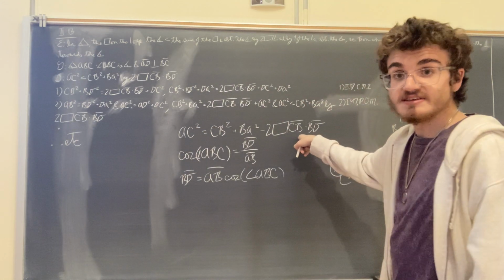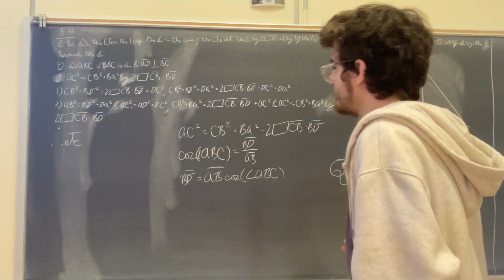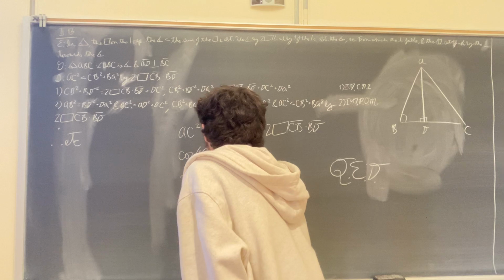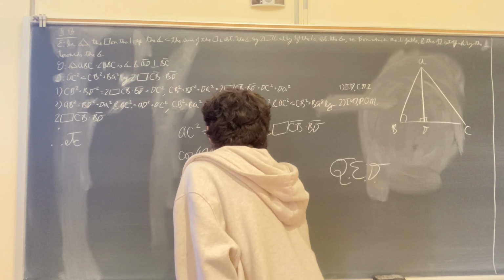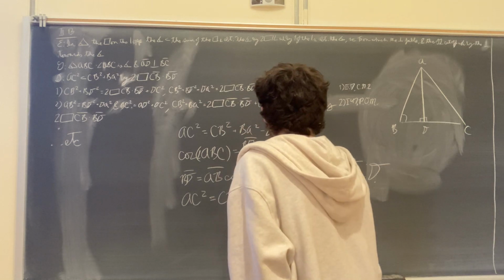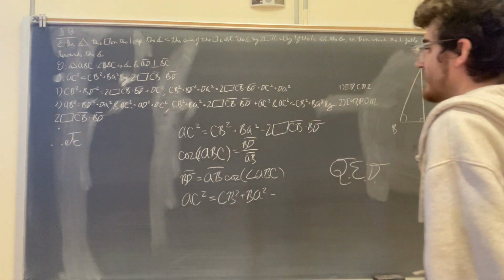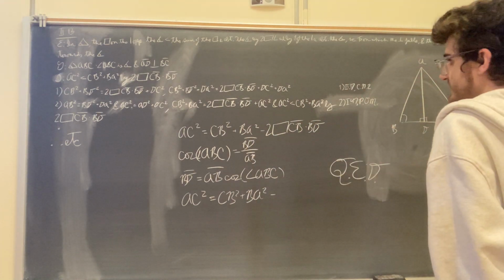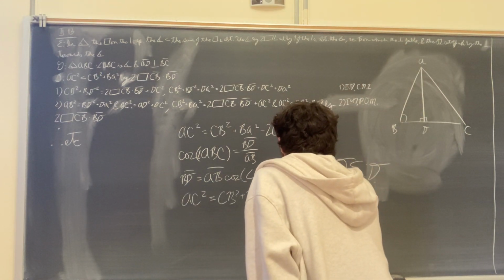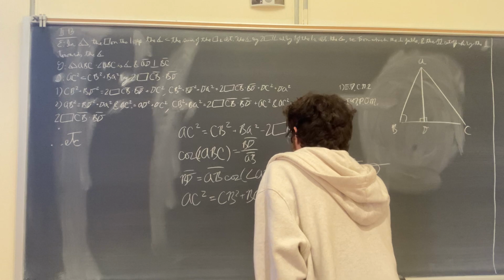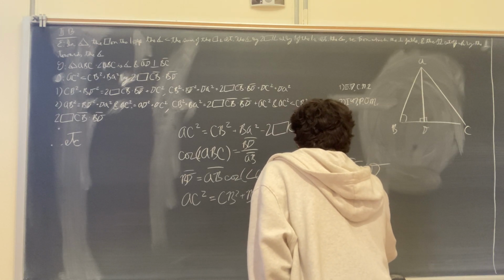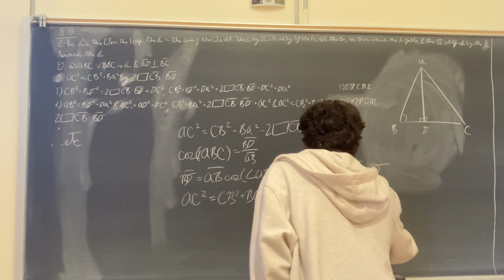Now, replacing this segment of our equality with that, we can say that AC squared equals CB squared plus BA squared minus 2BC times AB times the cosine of the angle ABC.